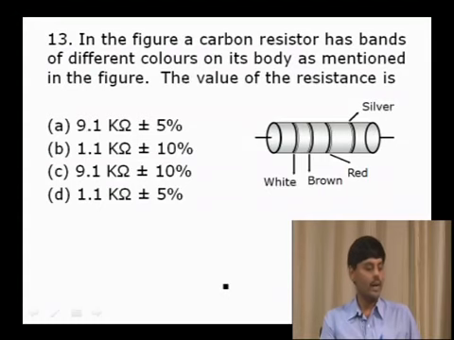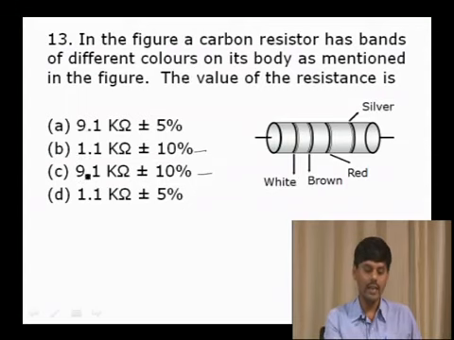Okay. To find the answer for this, we are going to eliminate two options easily, because first you see the fourth band. Which is the fourth band? Silver color is there. Okay, silver color means error is equal to 10%. So we are not supposed to take A and D, only B and C have 10%. Okay, so next, how are you going to identify whether B is correct or C is correct? See, first color, which is the first color? White. White has the number 9. Here 1 is there, here 9 is there. Therefore, the correct answer for this is C.